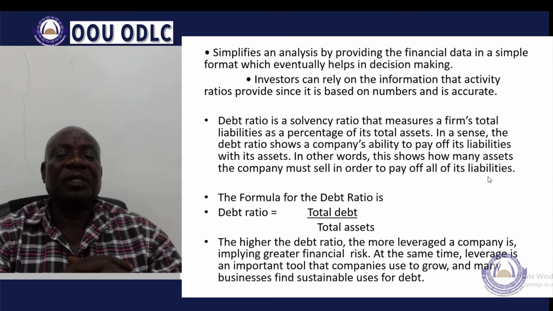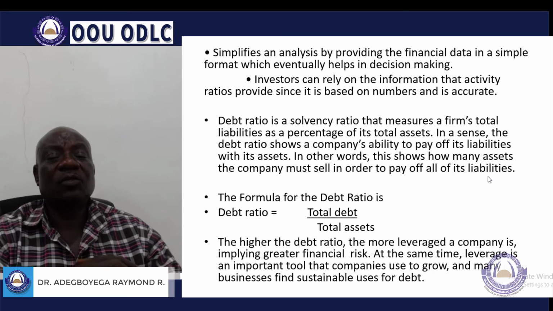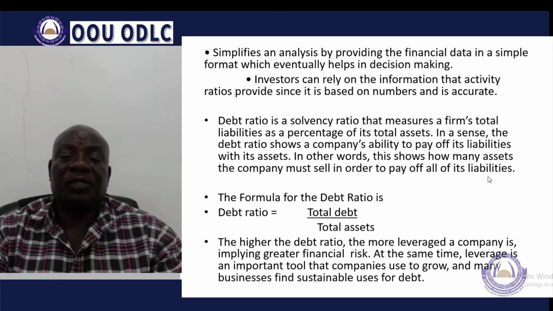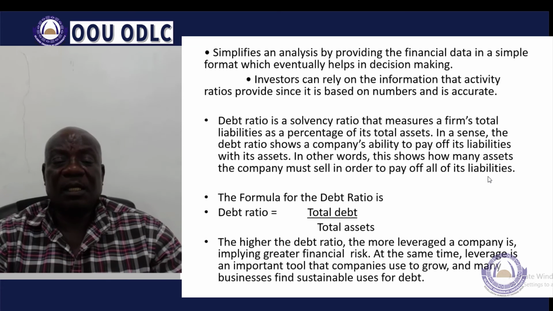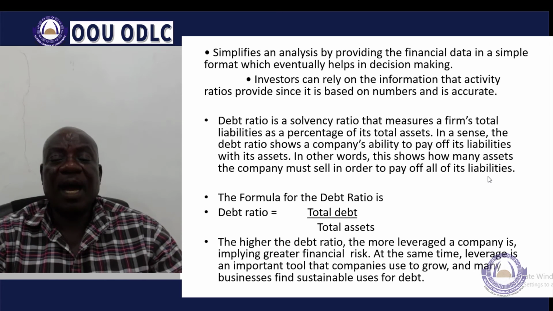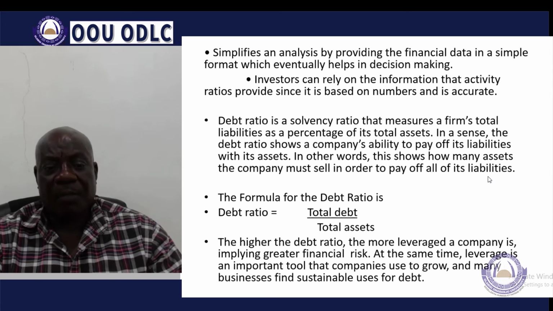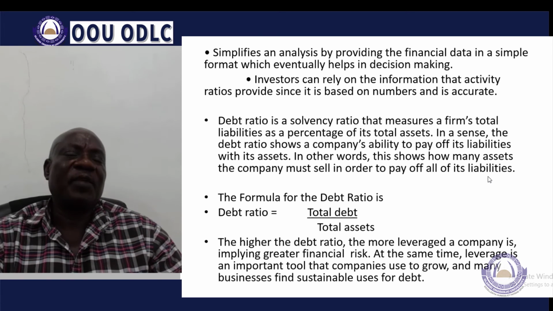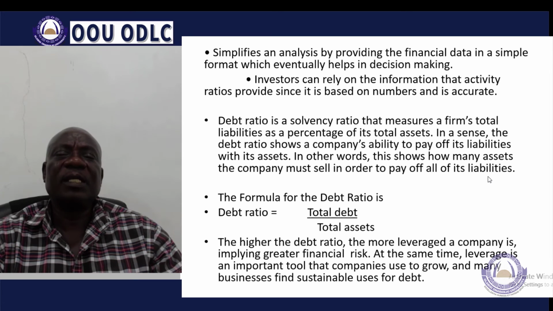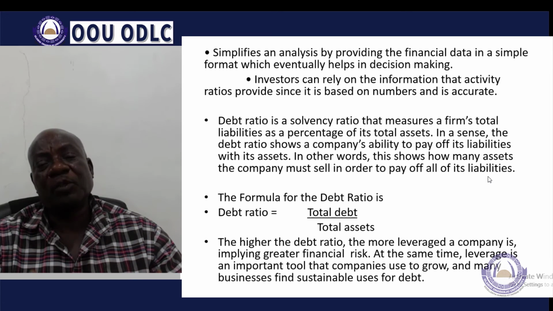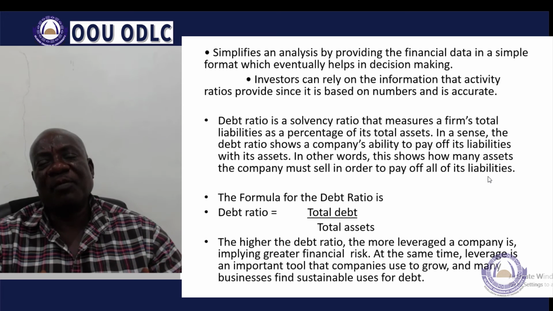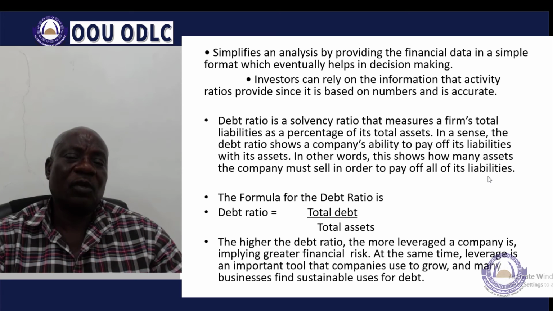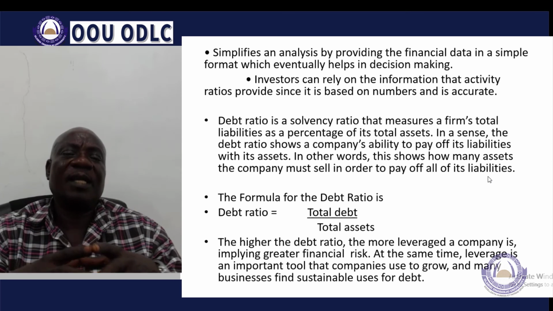Then the formula for debt ratio is total debt over total asset. The higher the debt ratio, the more leveraged a company is, implying greater financial risk. At the same time, leverage is an important tool that companies use to grow, and many businesses find sustainable uses for debt. If you look at this leverage position, we look at the amount of capital that a company possesses, that is being generated from the company, and the amount of outside fund, because we look at this from internal funds and external funds.